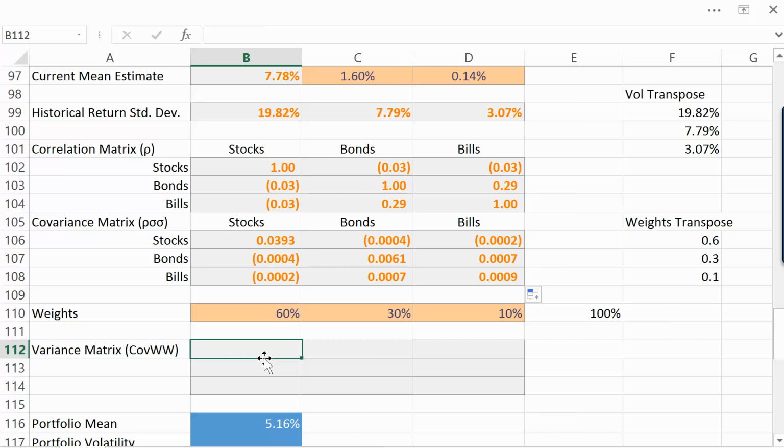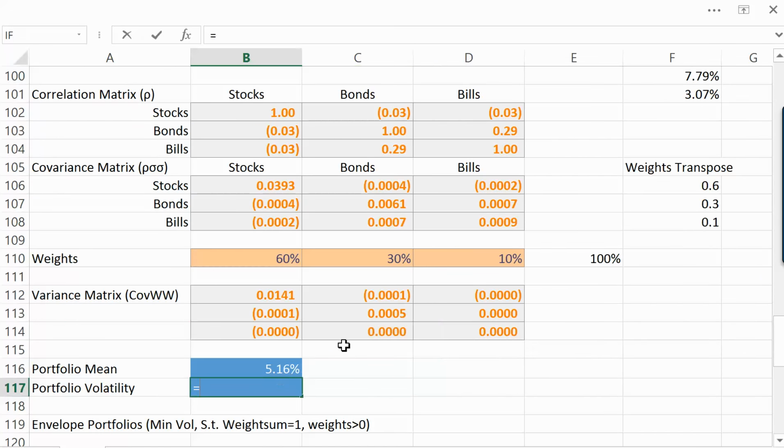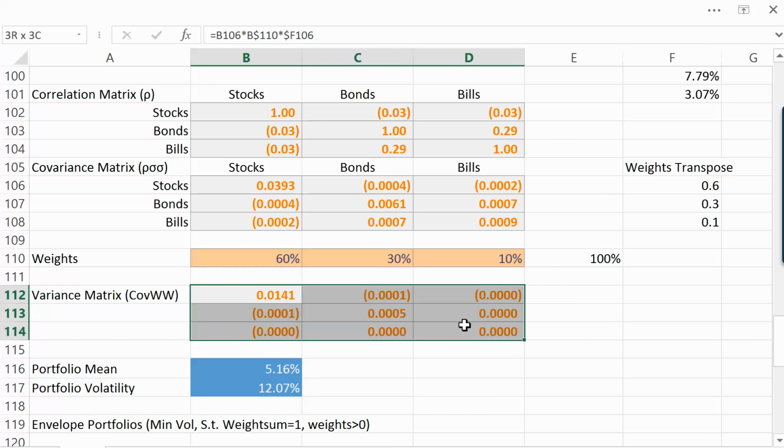So all I need to do is take a covariance times a weight in row 110. Keep that in 110. Times a weight in F. And there's my variance calculation terms. The sum of these 9 numbers is the portfolio variance. And if I take that to the square root, 1/2 power, that is the portfolio standard deviation. So that's how you calculate the standard deviation of portfolio.